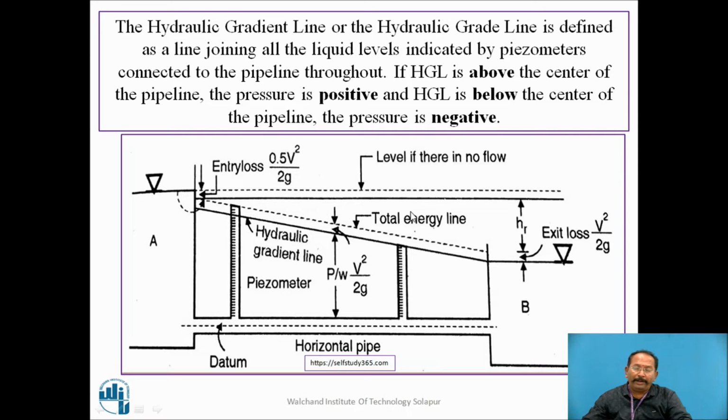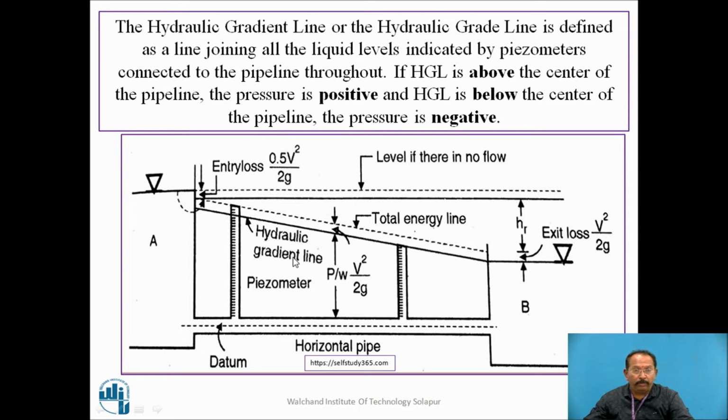If the HGL, hydraulic gradient line, is above the center of the pipeline, the pressure is positive, and if it is below, then the pressure is negative. See here, all the details are given. Reservoir A as well as reservoir B.